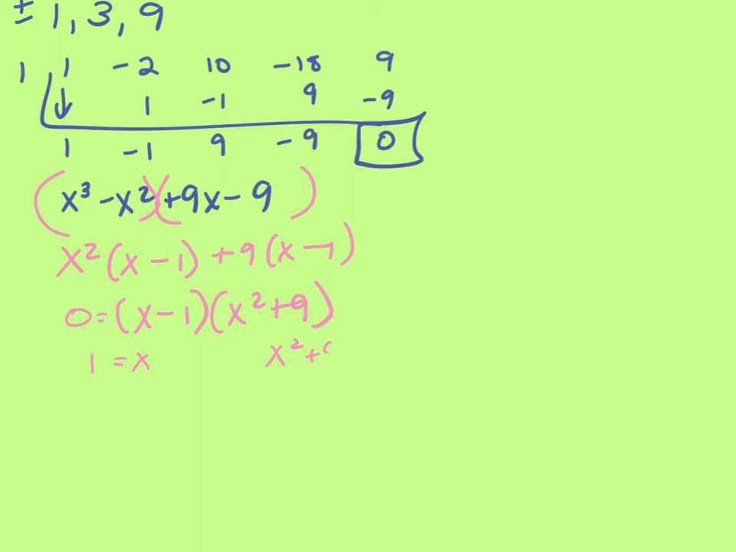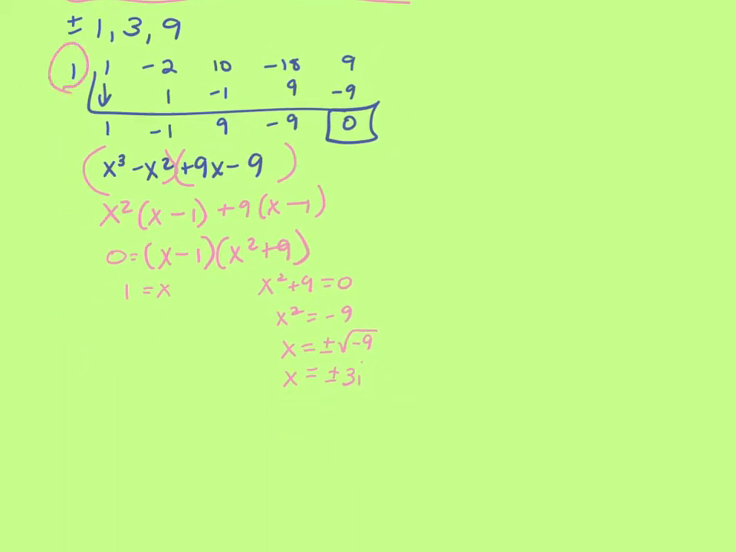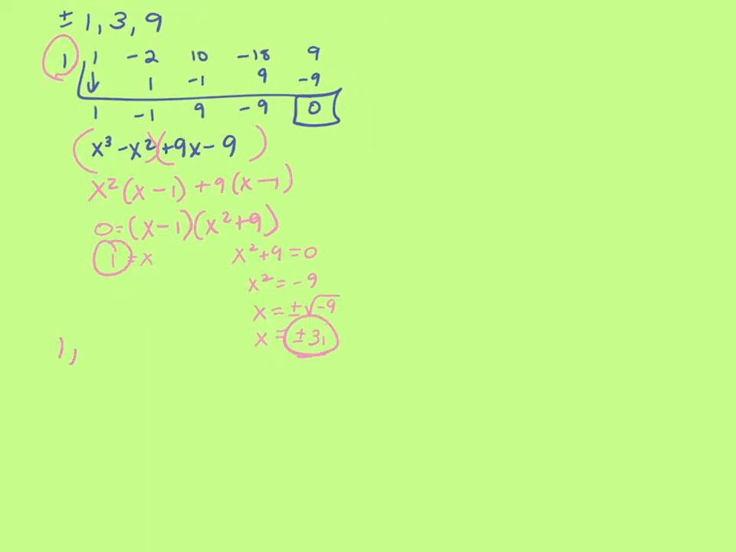x squared plus 9 equals 0 would be x squared equals negative 9. Plus and minus the square root of negative 9, and I get plus and minus 3i. So I have two 1s and a plus and minus 3i. When I list it, it's 1, negative 3i, and positive 3i. But when I do my linear factors, there's two 1s, so you have to have both. And then an x plus 3i and x minus 3i.